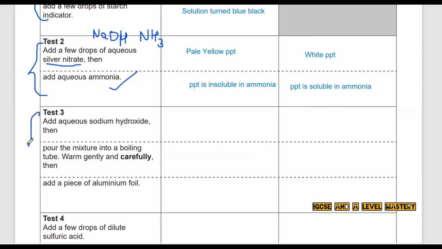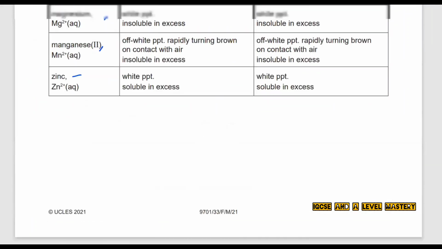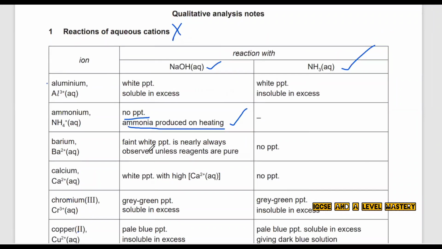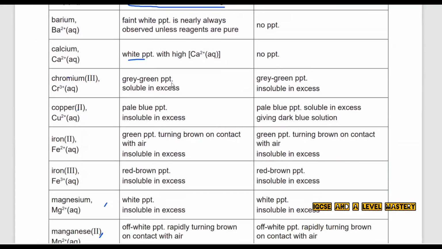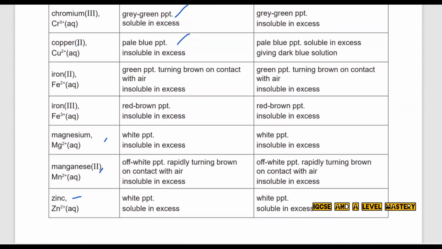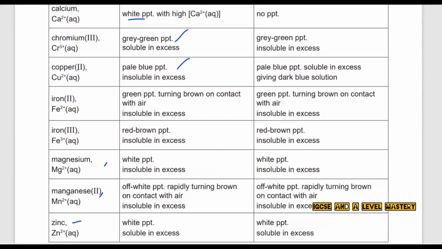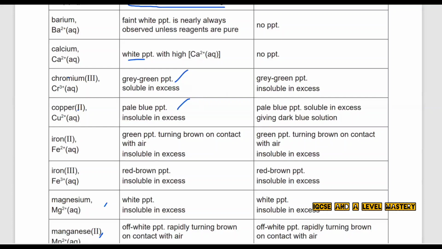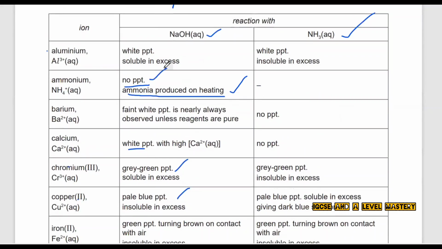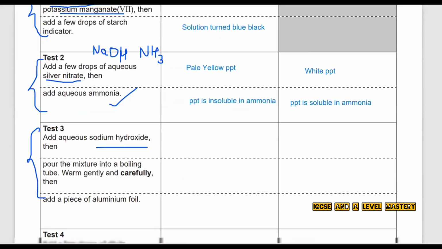Next, let us go to test 3, wherein we are adding sodium hydroxide. Sodium hydroxide belongs to the common reagents, which means we are doing the test for cations. The possible results are a white precipitate or faint white precipitate, a gray-green precipitate, a pale blue precipitate, a green precipitate, a red-brown precipitate, or white or off-white precipitates. Or else you won't even get any precipitate. That is also a possibility. Or you can get a very small amount of precipitate. So these are the possible results that could be obtained.